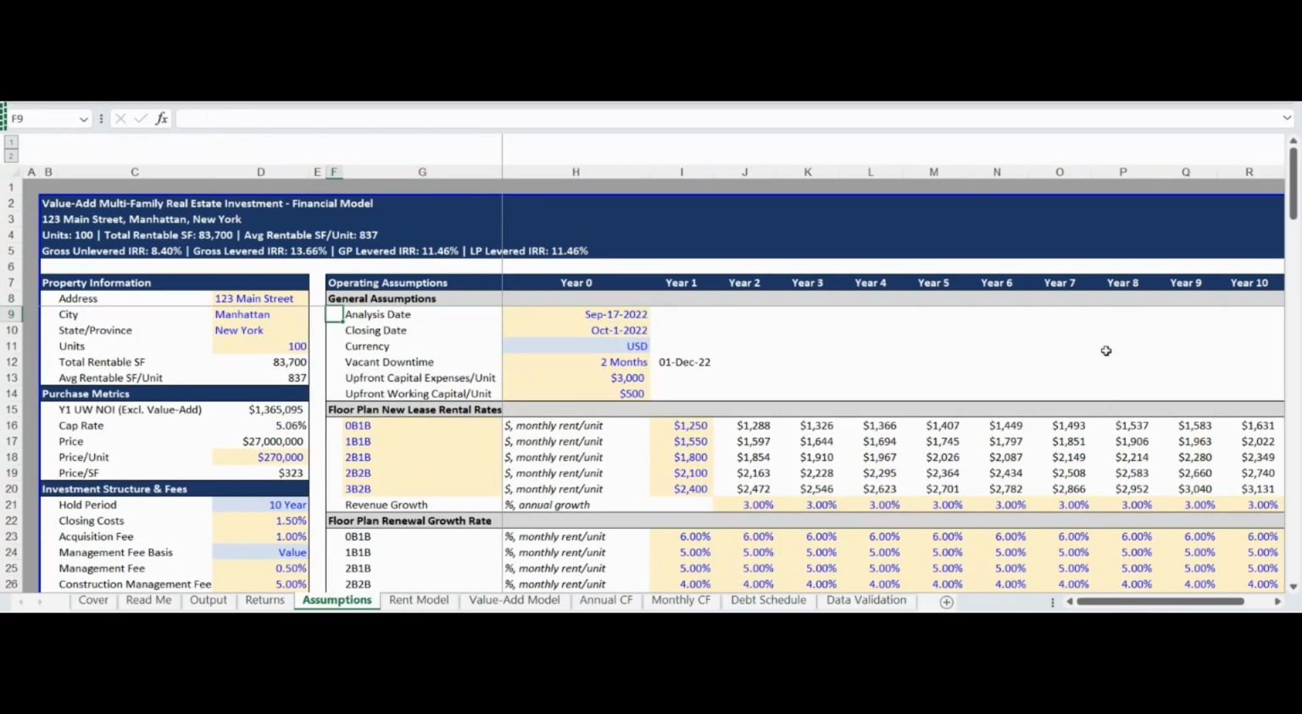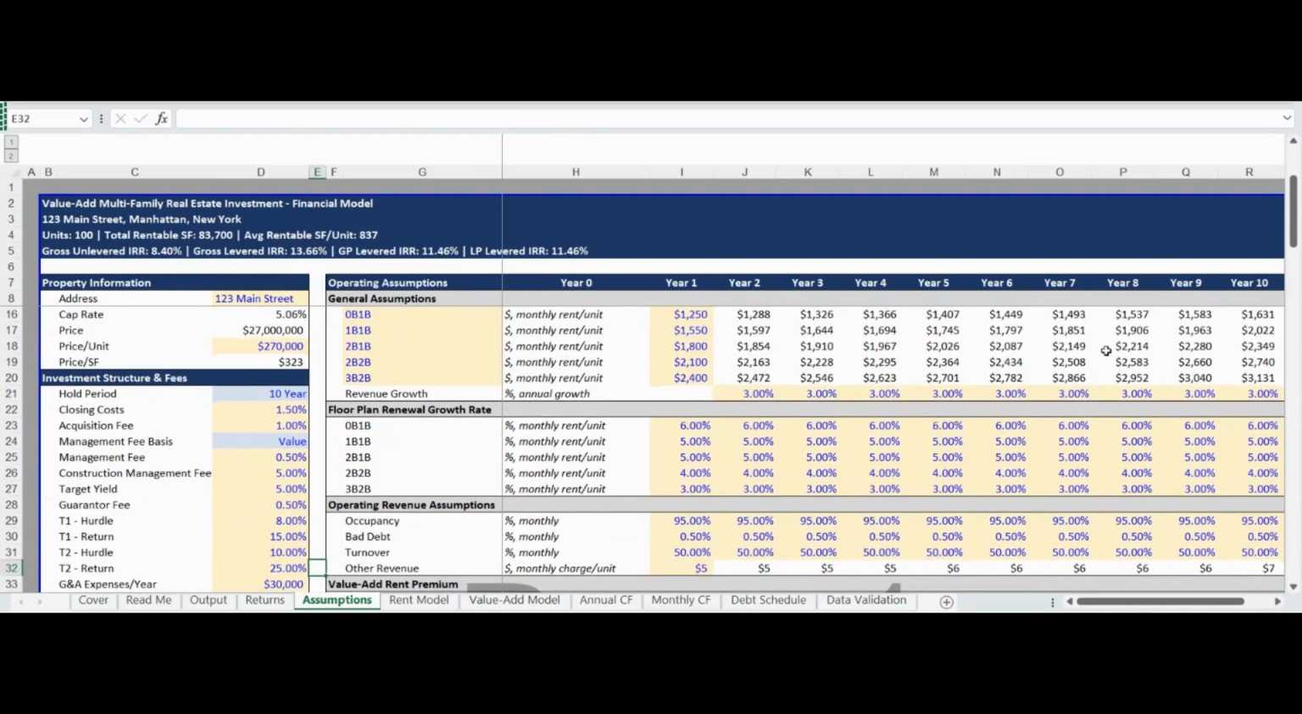Next up is the operating assumptions, which begin with inputs for general property and analysis information. The model also has the ability to input downtime for immediate vacancy due to renovations, as well as a renovation budget and working capital funding. The revenue assumptions begin by inputting the non-value-add rent and growth figures.